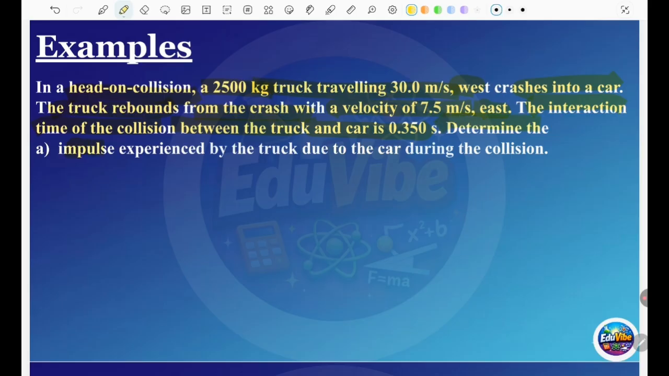Determine the impulse experienced by the truck due to the car during the collision. During the collision, what is the change in momentum? From here, you know that our vi is the speed they're traveling at, which is 30.0 meters per second. You have to know whether this was west or east.